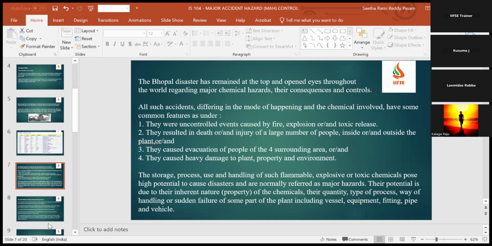Their potential is due to the inherent nature or property of the chemicals, their quantity, type of process, way of handling, and sudden failure of some part of the plant, including vessel, equipment, fittings, pipe, and vehicle. So these are the different characteristics of the chemical that result in a major hazard.